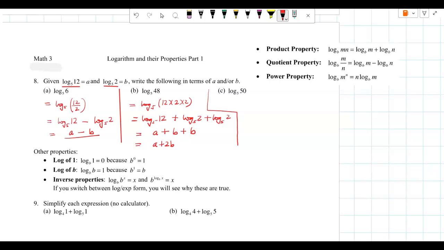So 50, can you write it as, so I'll do it like this. First of all, there's one more rule that you need to remember. Log of a number to the same base is equal to 1. Yeah, I know that.